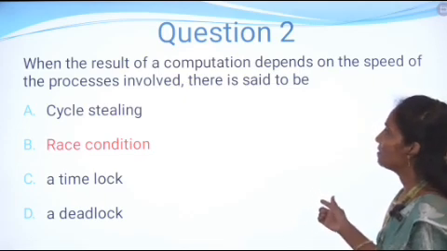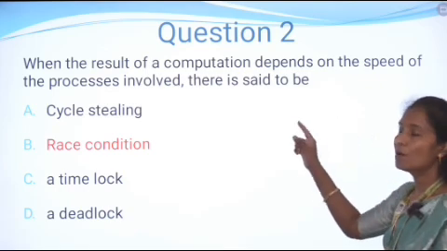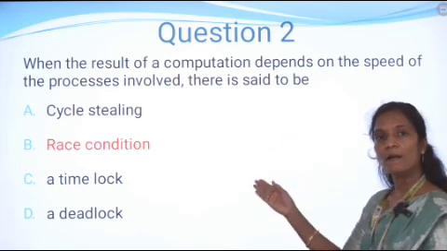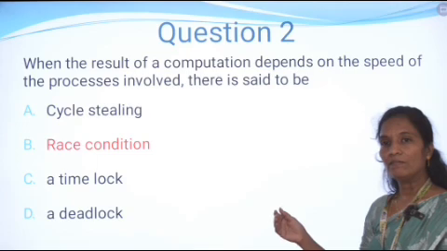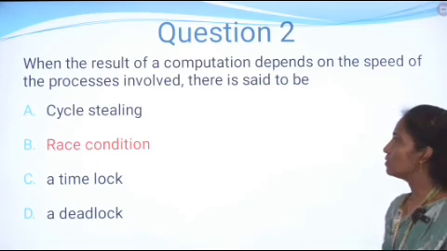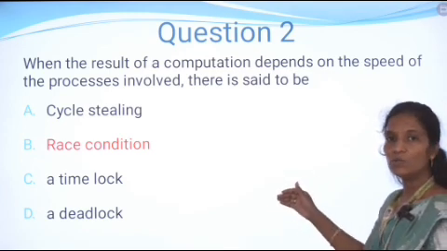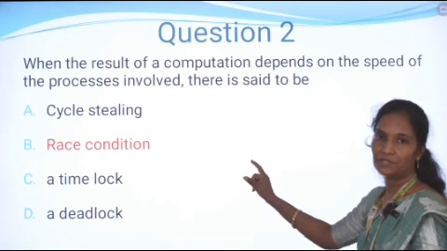Here the question says that the computation depends on the speed of the process, meaning the computation will get finalized only by the order of its execution. So the order of execution gets completed using the process called race condition.